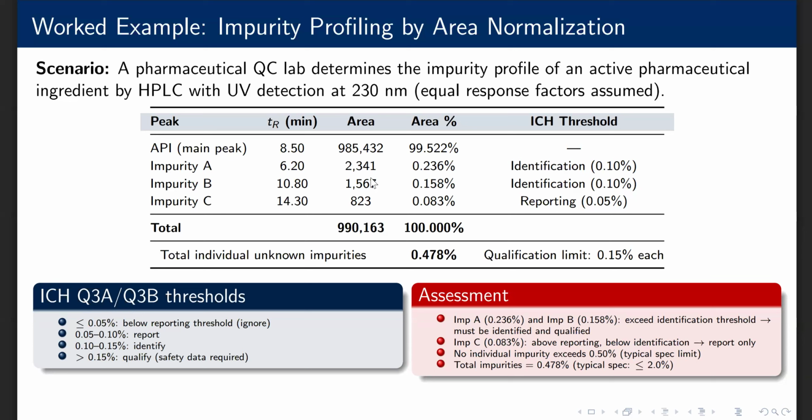In this example, impurities A and B exceed the identification threshold, so they need to be structurally identified, typically by LC-MS. Impurity C is above reporting, but below identification. This type of analysis is performed on every batch of drug substance manufactured worldwide, and the chromatographic method must be validated to detect impurities at these extremely low levels.